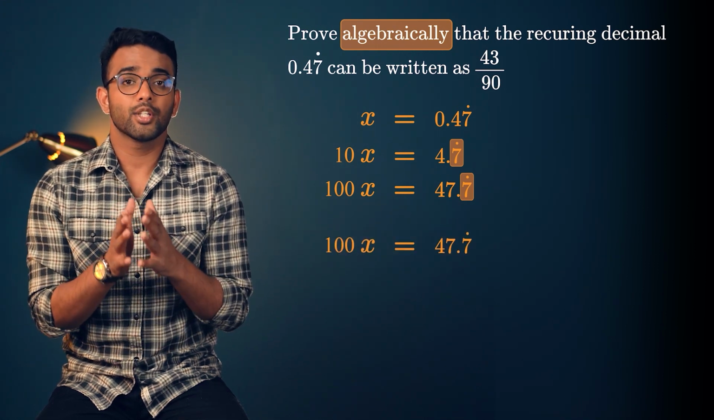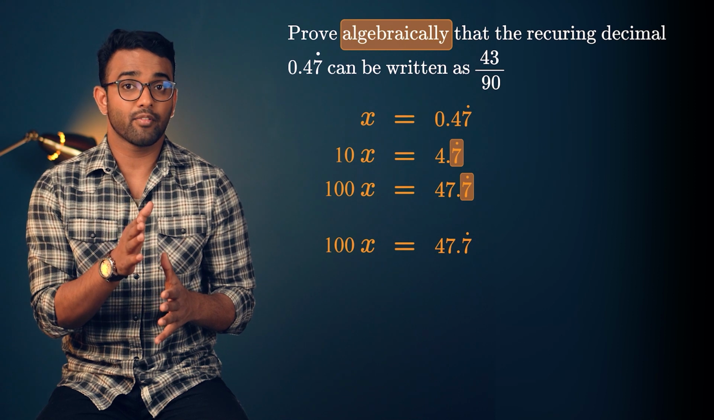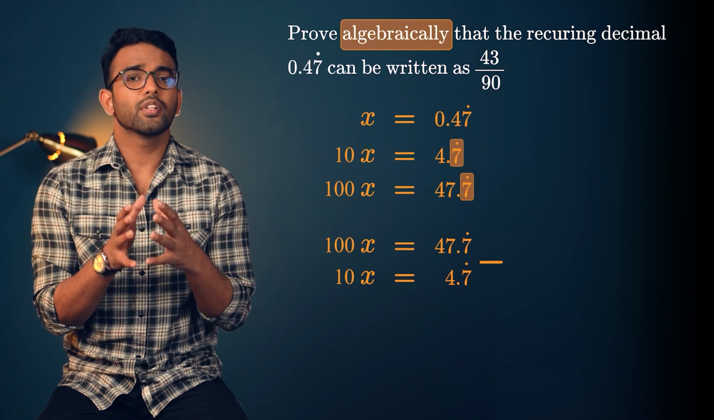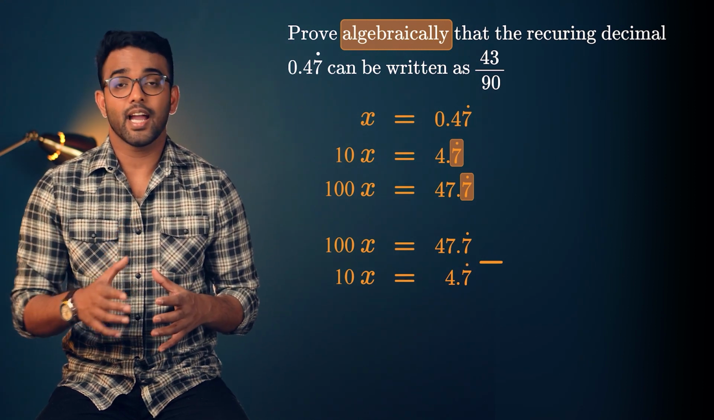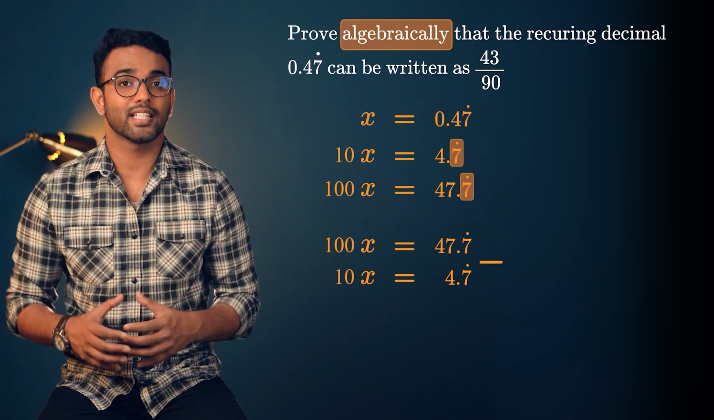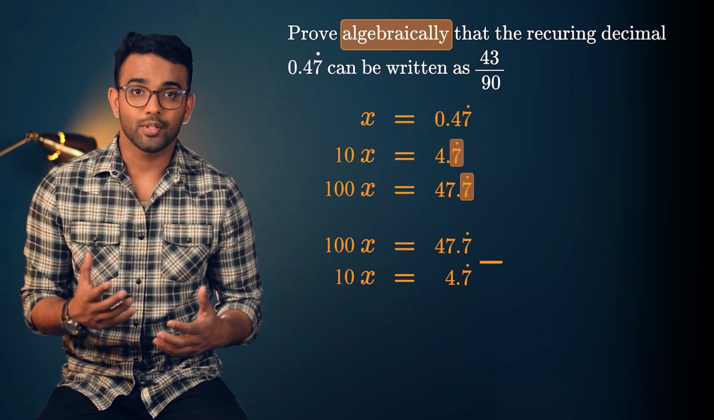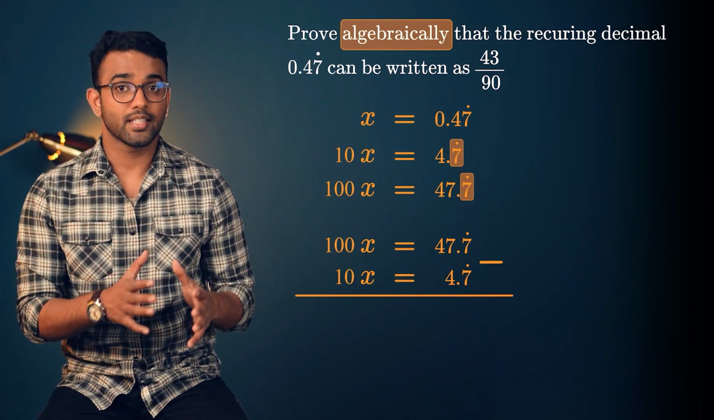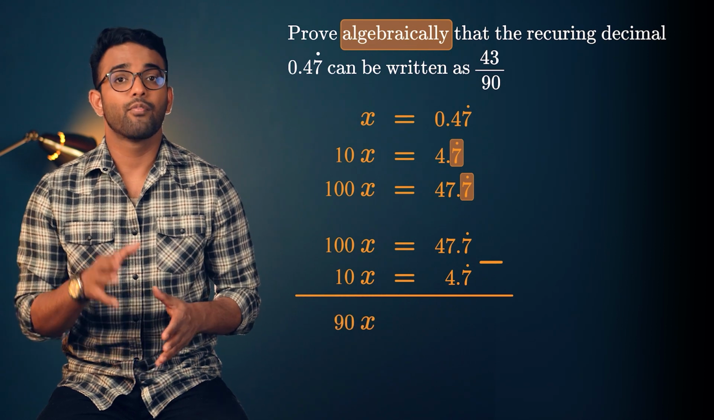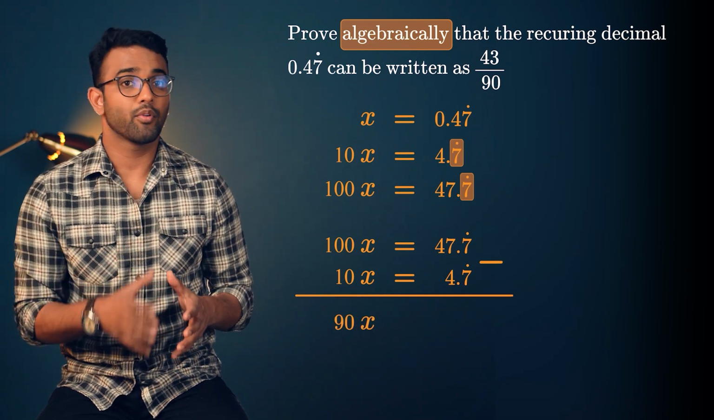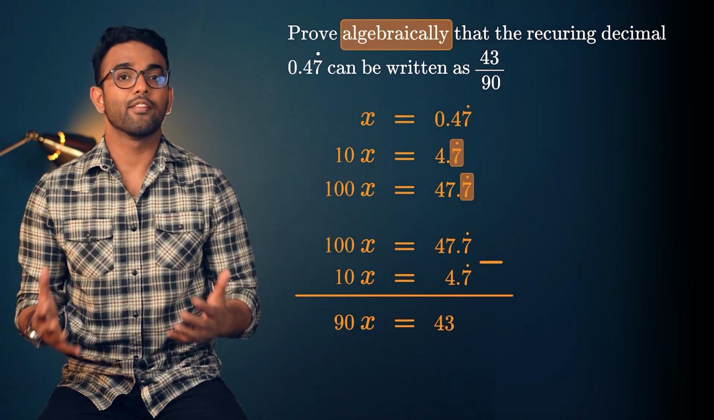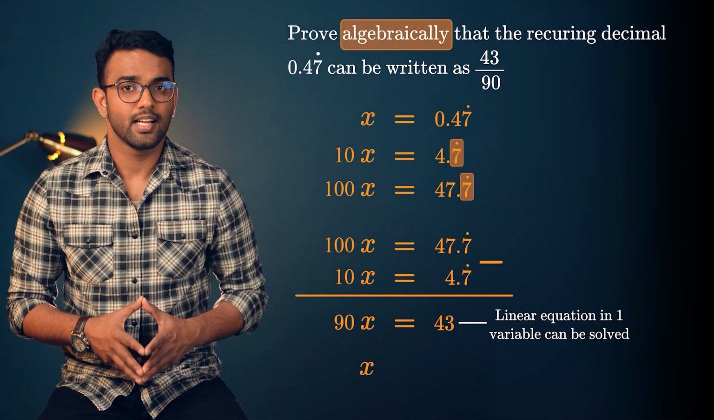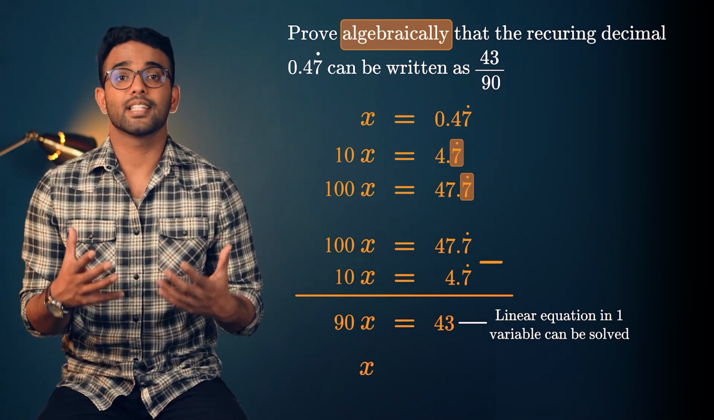So it will be 100x equal to 47.7 recurring minus 10x equal to 4.7 recurring. Notice that both numbers 47.7 recurring and 4.7 recurring got the same decimals, and therefore when you subtract this, this will become a whole number. Let's subtract and see. 100x minus 10x, that's equal to 90x. 47.7 minus 4.7 will be 43. And here we have a linear equation in one variable, and the variable is x. So all you now need to do is make x the subject.